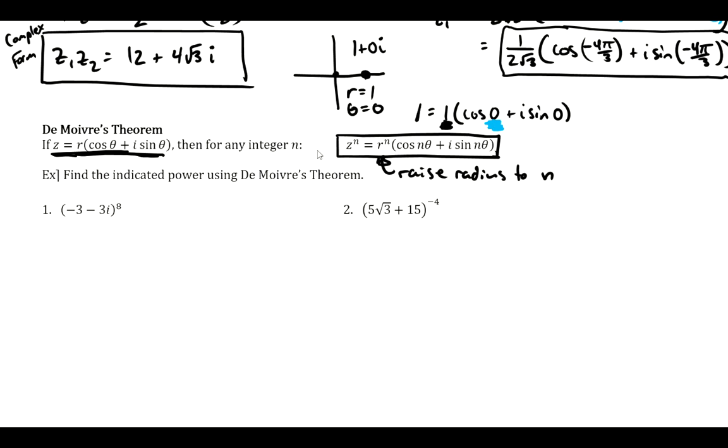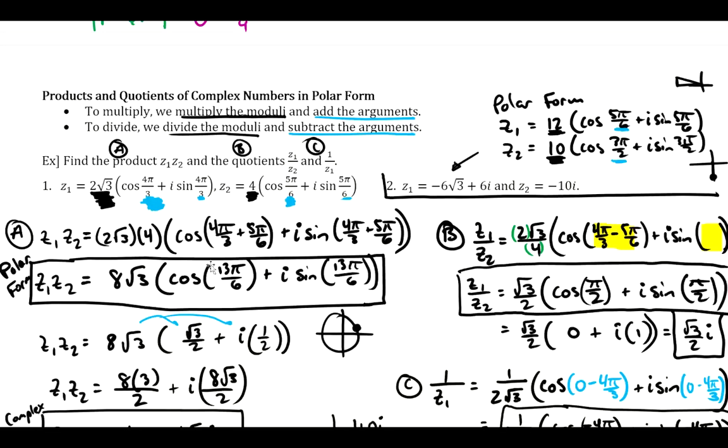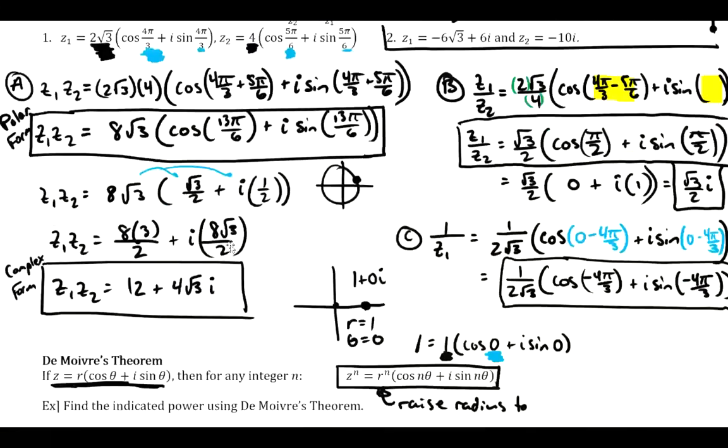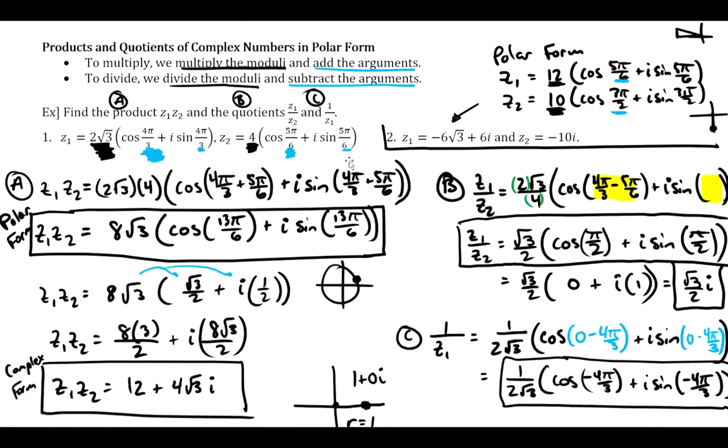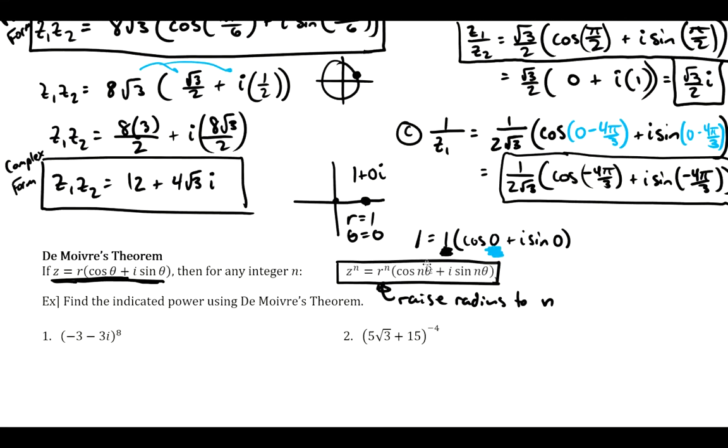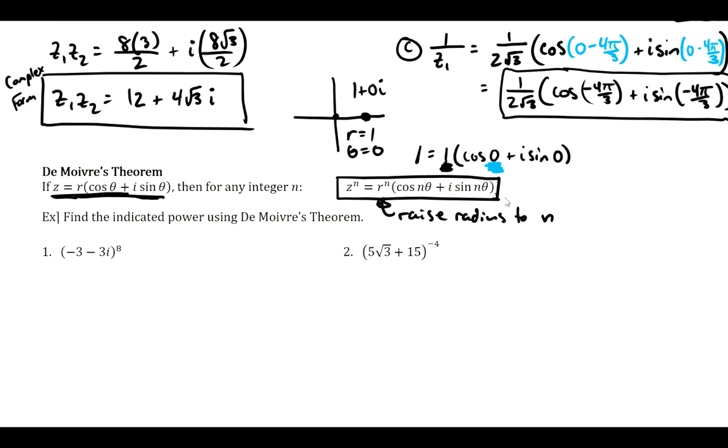And then since raising something to a power is repeated multiplication, I think these multiplications are actually worse than this theorem. But repeated multiplication, so multiplying the moduli however many times, that's the raising to the power. And then it's saying you should add the arguments. Well, if you have n arguments getting added, that's where the n comes in. So we raise the radius to n, and then we multiply theta by n.